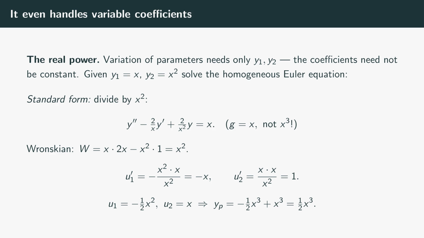Integrate, u1 is minus 1/2 x squared, u2 is x. Assemble, and the particular solution is 1/2 x cubed. Notice no constant coefficients appeared anywhere, yet the method sailed through. That generality is its real strength.